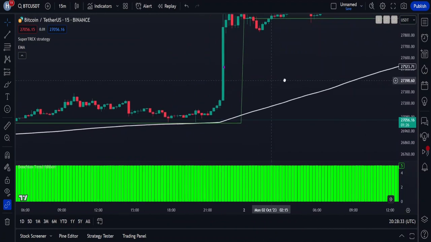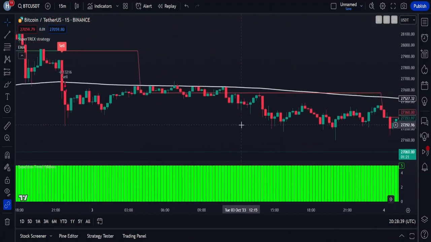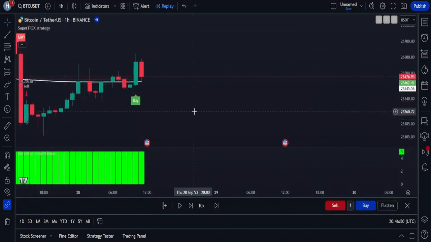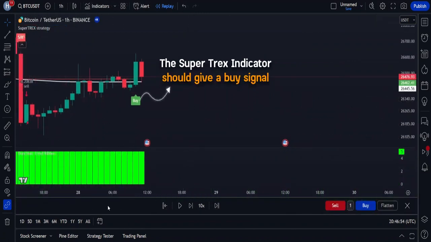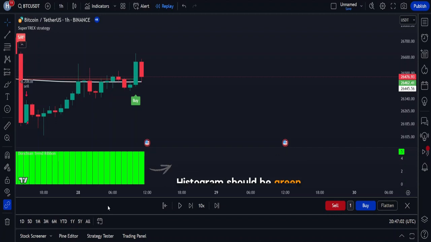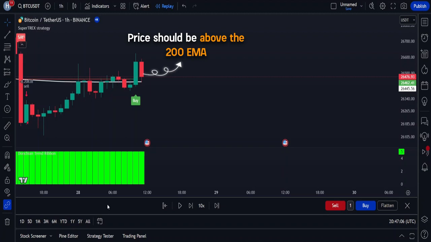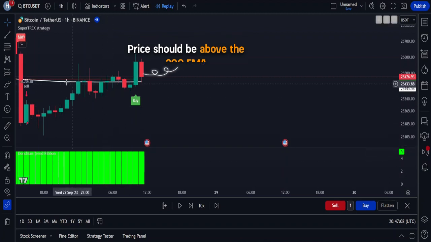So now that our chart is set, let's go through the exact rules for entering a buy and sell trade through this strategy. So for a buy trade to be valid, first of all, we will wait for the SuperTrend indicator to give a buy signal. After that, for confirmation, we want the histogram below to be green in color. And in order to trade according to the trend, the candle at which we got the buy signal should be above the moving average. This confirms the upward trend of the market.